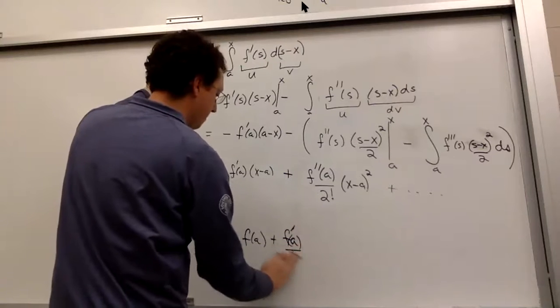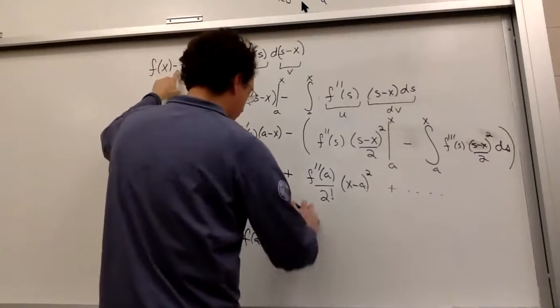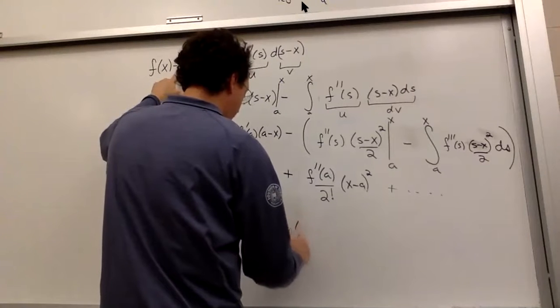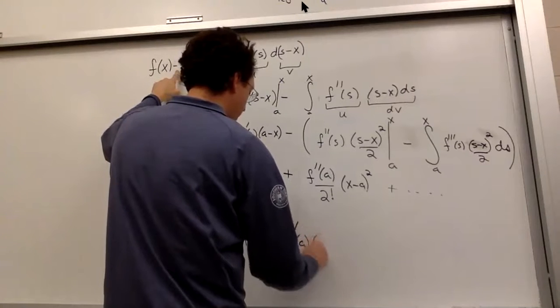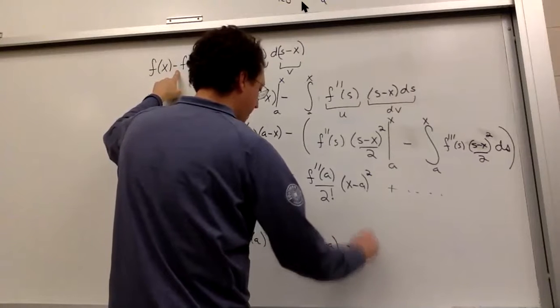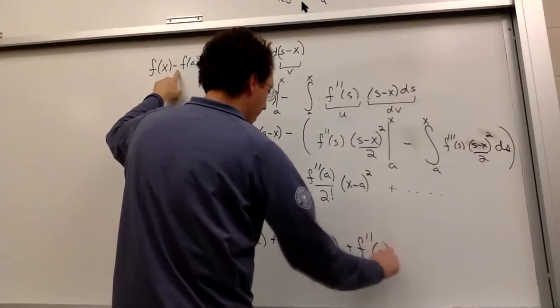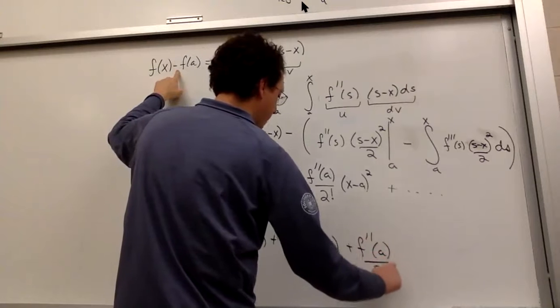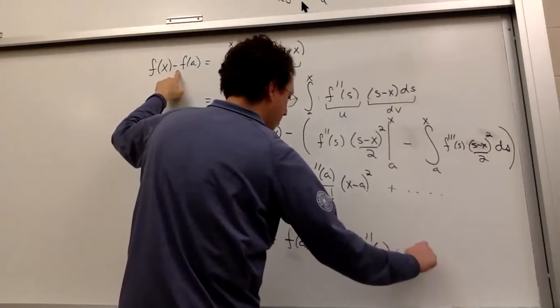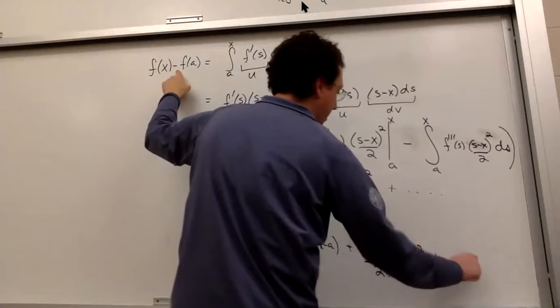Oh, handwriting's terrible today. F prime of a times x minus a plus f double prime of a over 2 factorial times x minus a squared plus dot dot dot.